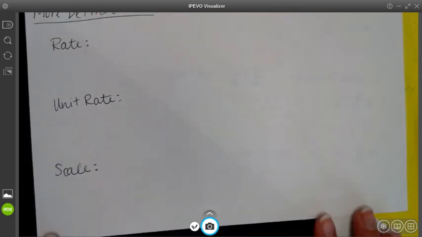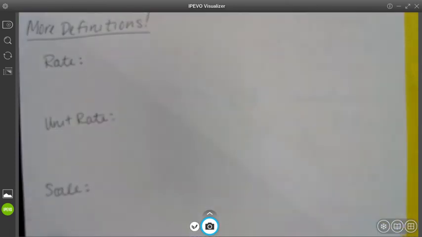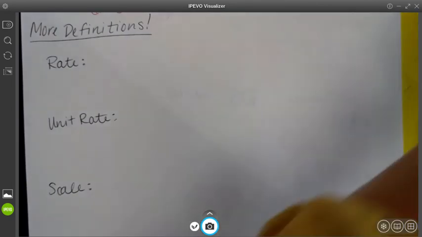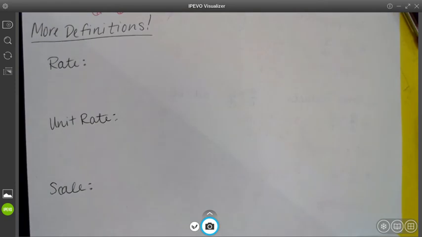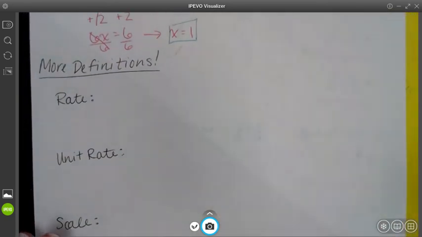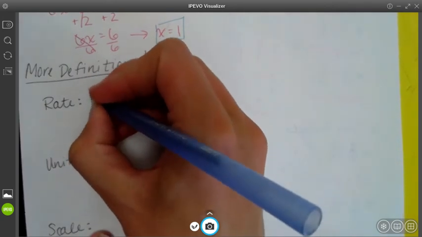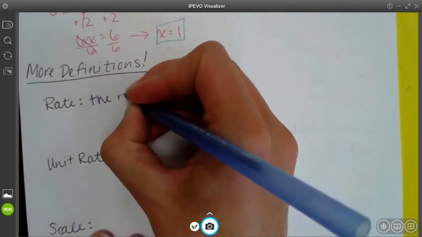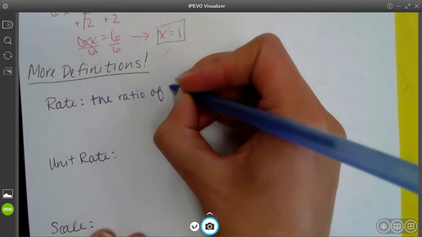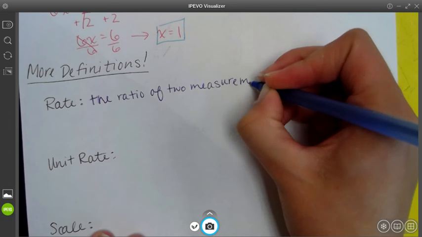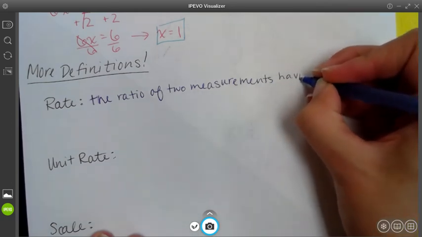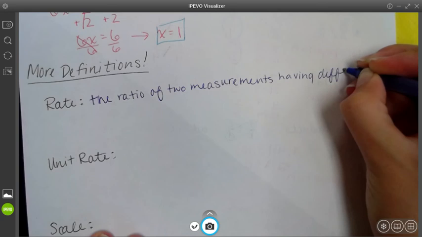We have a couple more definitions that we're going to end with today. All right, so the first definition is rate. That's where the word ratio comes from: a ratio is a rate, or a rate is a ratio, either or. So a rate is the ratio of two measurements having different units of measure.